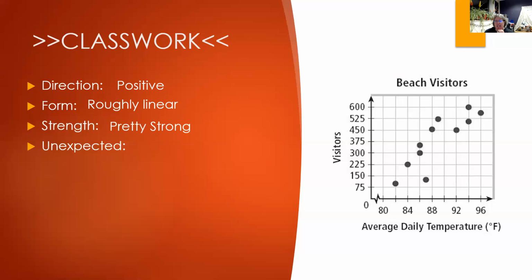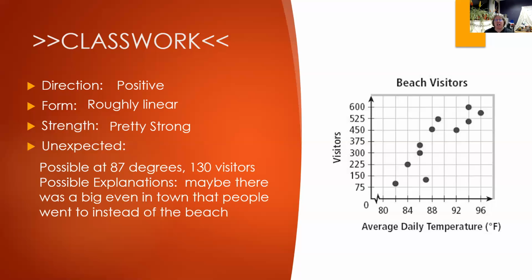And then there is that unexpected. So there's that dot that's down around 87 degrees and 130 visitors. And there's some possible explanations for that. But that gives you a quick run through on how to just eyeball that and describe that and talk about it.